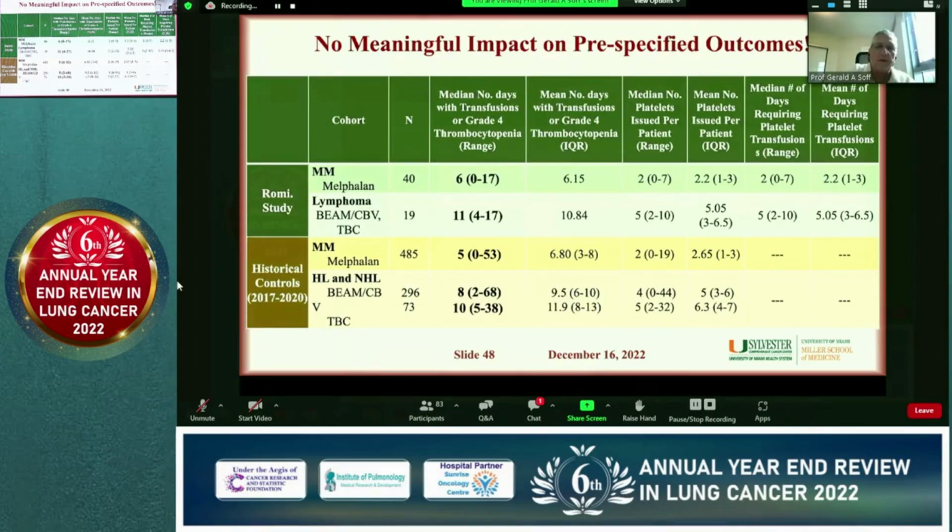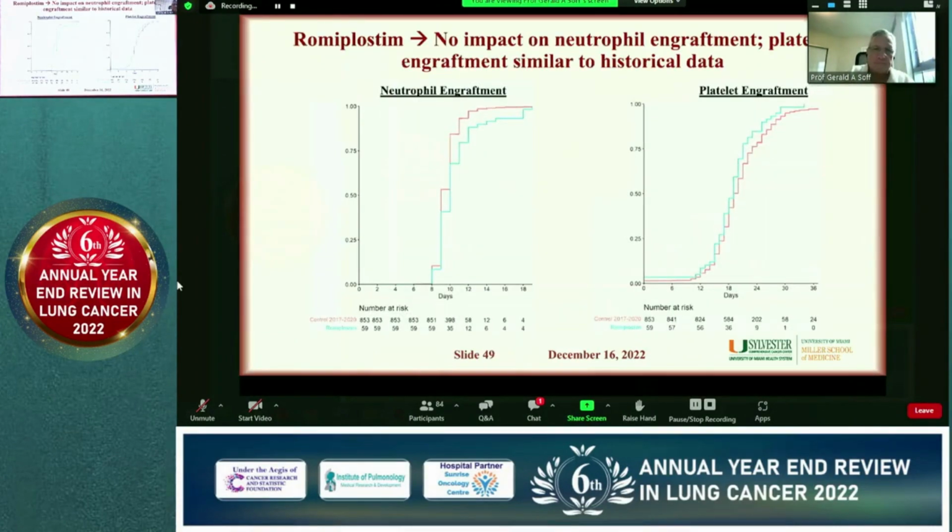And if we look at the total number of days of transfusion or grade 4, myeloma, lymphoma here, 6 and 11, historical controls 5 and 8 or 10, depending upon which conditioning regimen, no benefit, not even a hint of benefit. So again, this is educating us, and it's helpful, it's important, but it teaches us that we can't assume that the drug is going to work in all situations. Fortunately, we didn't see any adverse effect on neutrophil engraftment or platelet engraftment shown here.